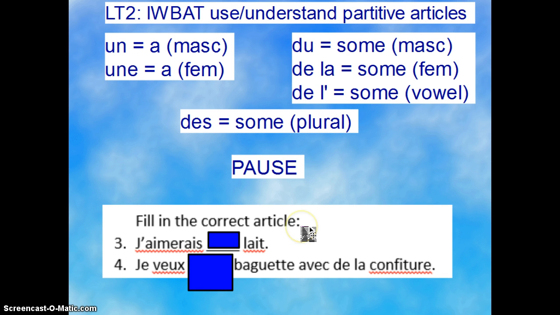Your next step is to decide whether milk is masculine or feminine. Clearly it's not plural, it doesn't have an S at the end. If you take a look at your notes, you'll notice that milk is masculine, so the correct answer for that one would be du lait, for I would like some milk.